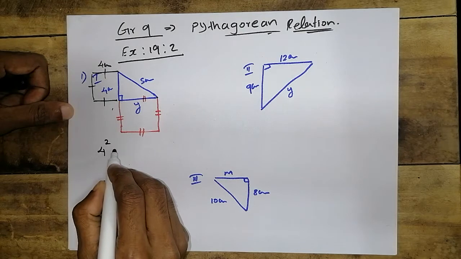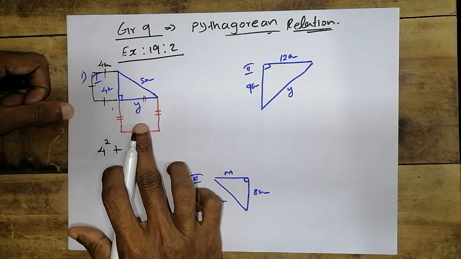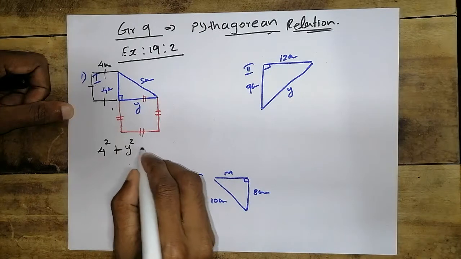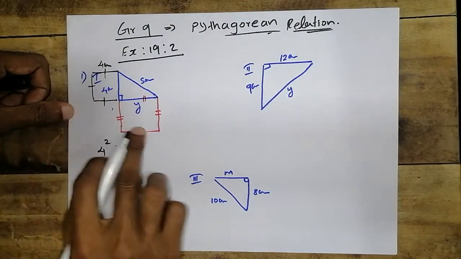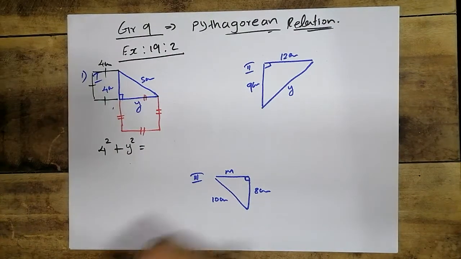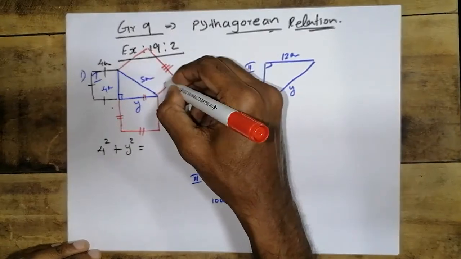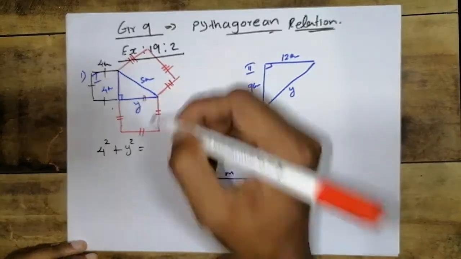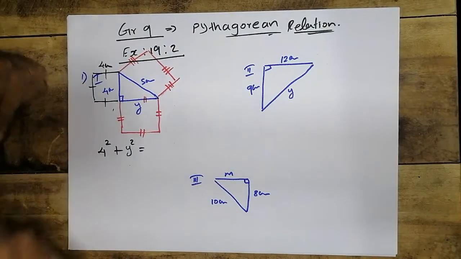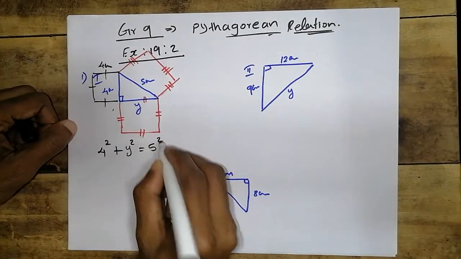So 4 squared plus, what is the area of the square on a side of length y? That is y into y. So we mark it y squared. So the sum of these two squares' area is equal to the area of the square we draw on the hypotenuse. If you draw a square on the hypotenuse, its area equals these two. So which means 5 into 5, so 5 squared.